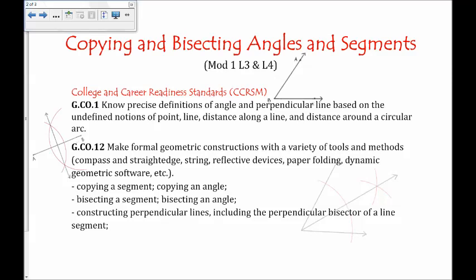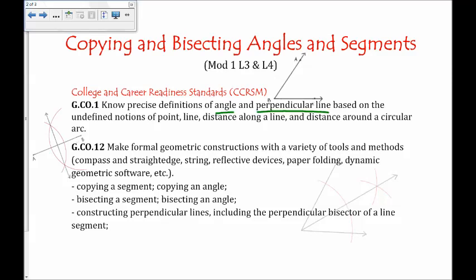In this lesson, we'll address two CCRSM, or College and Career Readiness Standards. The first is to know the precise definitions of angle and perpendicular line based on the undefined notions of point, line, distance along a line, and distance around a circular arc. These two definitions will be given to you during this video, so please pay attention to those as they're given to you. The second standard is to make formal geometric constructions with a variety of tools and methods.